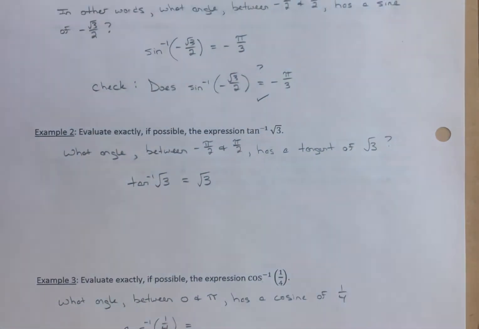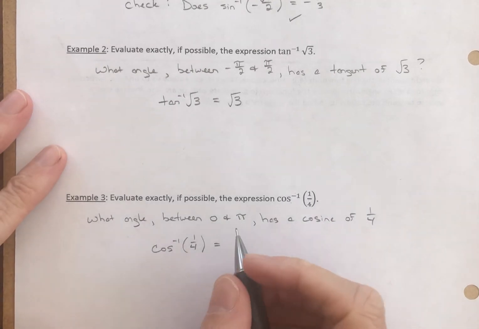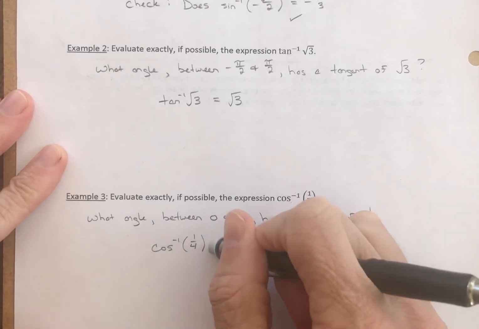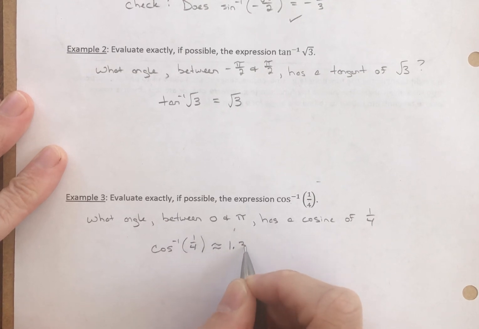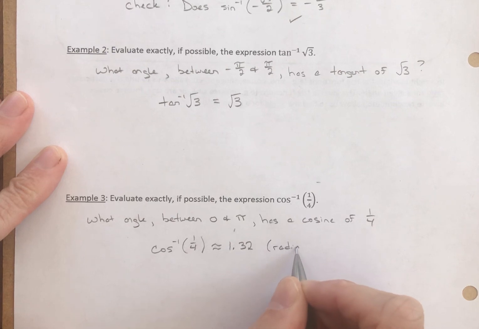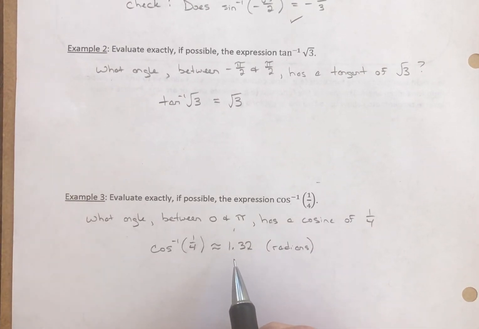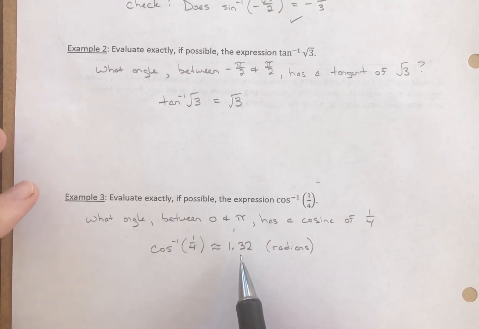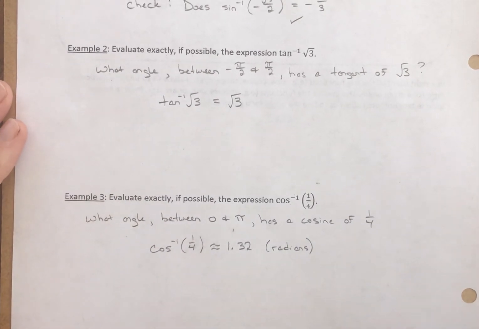Okay, so we don't have an exact answer for this one, but we can say that it is approximately equal to 1.32, and I want to note that that is radians, not degrees. If you want to change that to degrees, then I change it with the pi radians is 180 degrees, and you can change that to degrees. So there you have it, the inverse functions and what they mean.